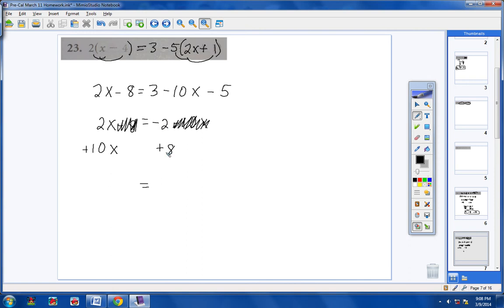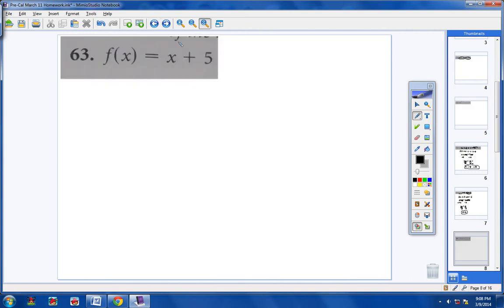A negative 2 and a positive 8 gives you a positive 6, and a 2 plus a 10 gives you a 12x. Now we're going to divide by 12 because we want to get x by itself. So divide by 12, divide by 12, these 12s cancel, and you're left with 1 half. So the answer to the problem is 1 half. Okay, that's number 23.